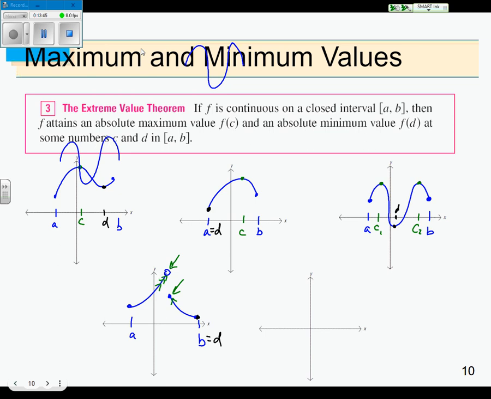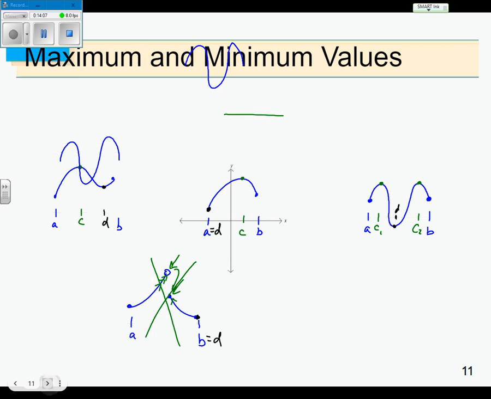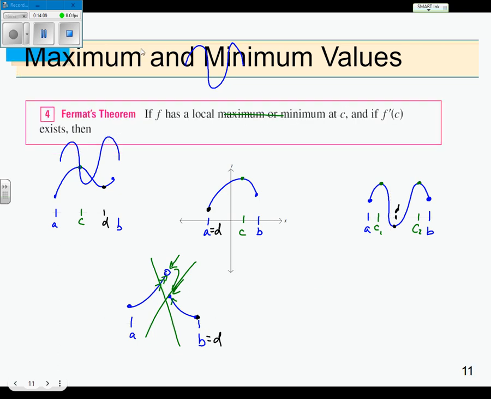Oh, you know what though? They said it had to be continuous in order for this to work. I have a jump discontinuity going from here to here. So that one's not going to fall in for it. So make sure you're meeting all of the requirements on this extreme value theorem if you're going to be using it. All right. That's enough of that because I think we're ready for Fermat's theorem.